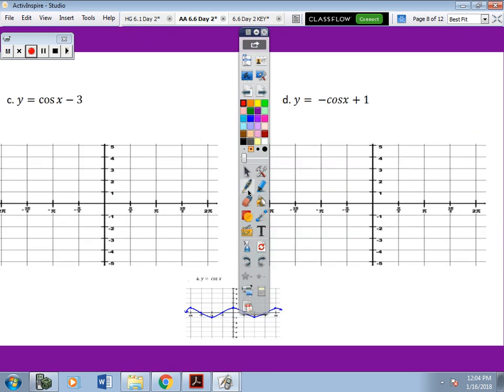All right, the next one, who could describe this translation for me? What's the negative 3 and the minus 3 telling me to do with it? Is that changing my amplitude? Is it shifting it left, right, up, or down by 3 units? Good, this is shifting it down. So you're literally just taking that whole curve and sliding it down on the axis.